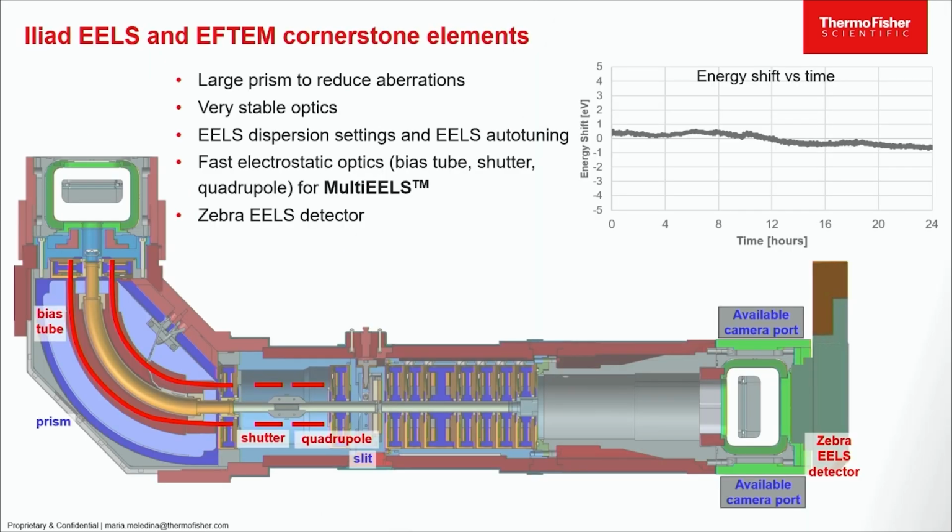Coming to the next model, which is actually the filter. The filter has quite a lot of really cool goodies in it. First, the prism is large, which helps to reduce the aberrations. The optics are hugely stable, as I told you. The tuning is quite automated; we call it auto-tuning. And there is fast electrostatic optics, really helpful for multi-EELS, and we have our own Zebra detector.